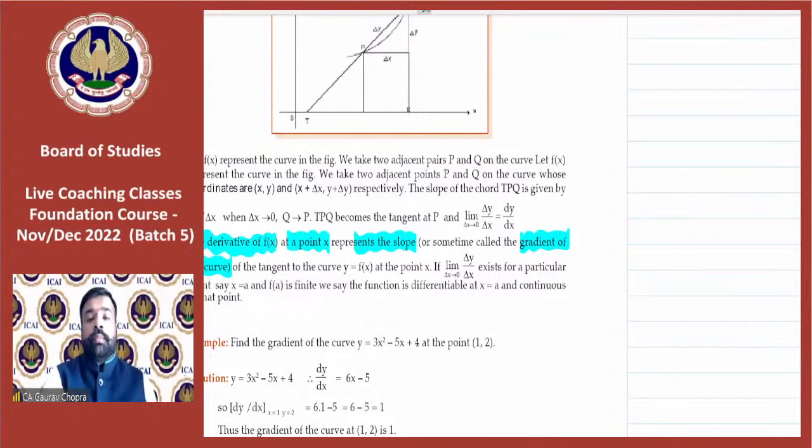So whenever the question is talking about gradient or slope, it means the same thing, and we have to calculate dy by dx. Okay, so whenever the question is talking about find slope, find gradient, we have to use dy by dx.